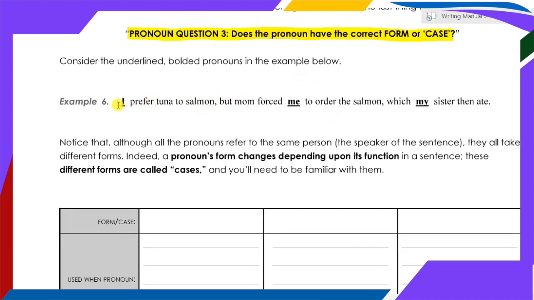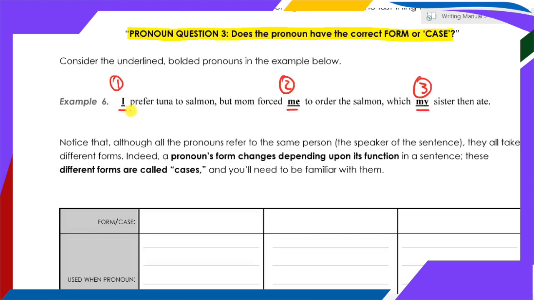In this example, the speaker of this sentence refers to, we'll call her a she, herself 3 times with 3 different pronouns. I prefer tuna to salmon, but Mom forced me to order the salmon, which my sister then ate. So we have 1, 2, 3 different pronouns, all referring to the speaker of this sentence, and yet the 3 pronouns are in different forms, or, as we call them, pronoun cases.